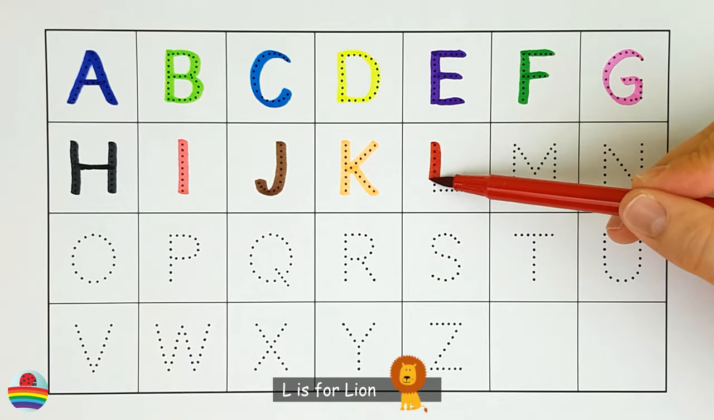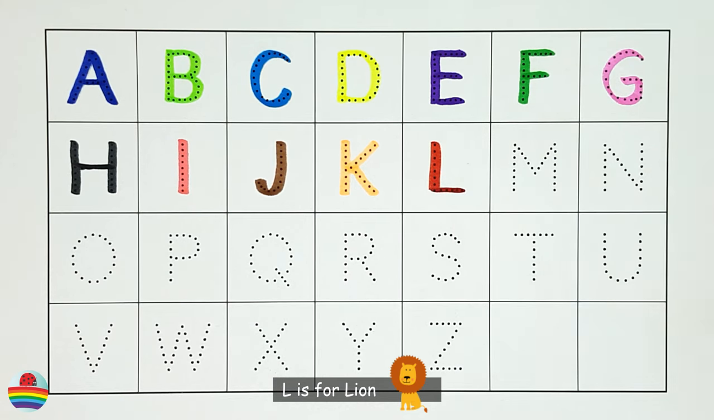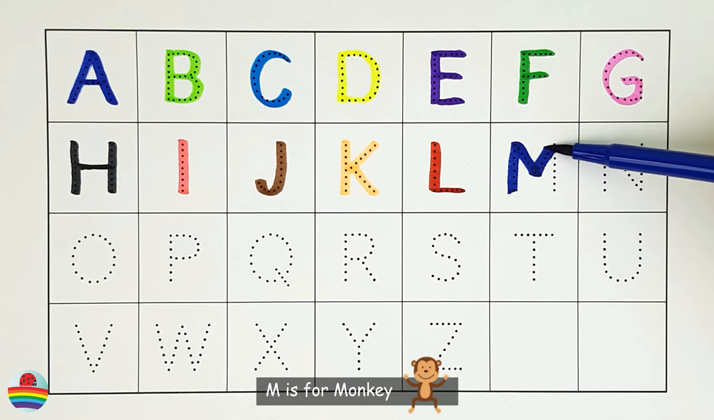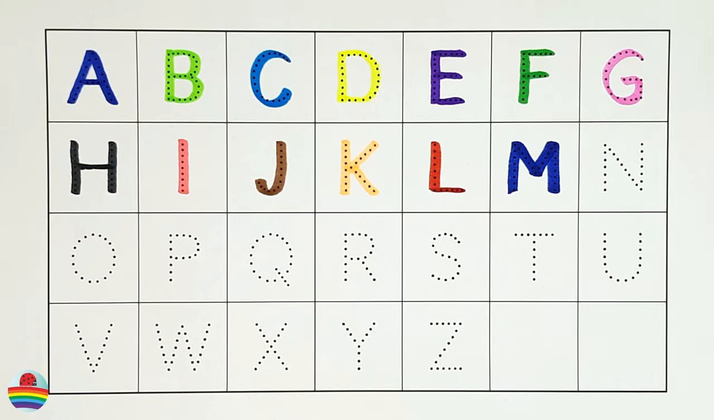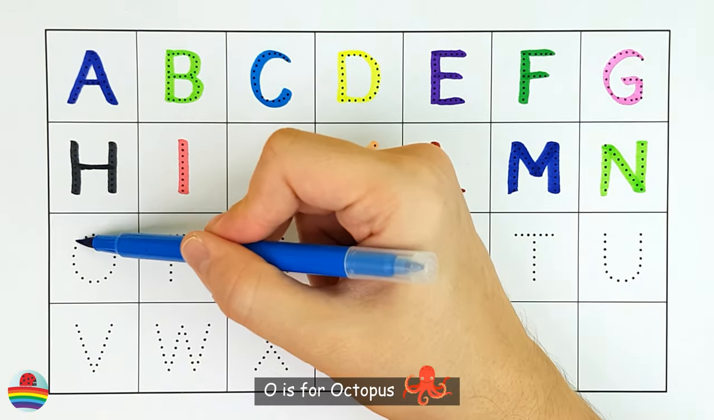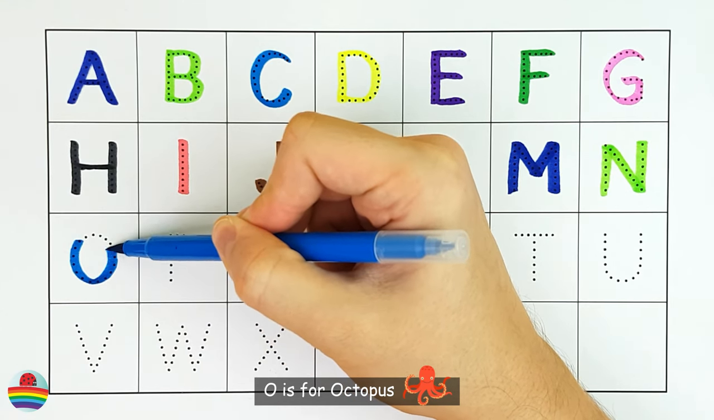L is for lion. M is for monkey. N is for Napoleon fish. O is for octopus.